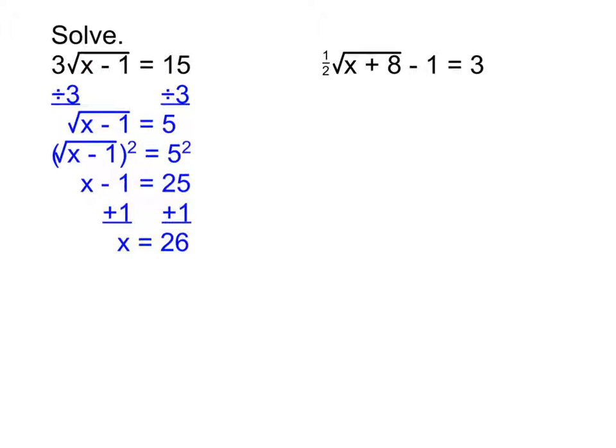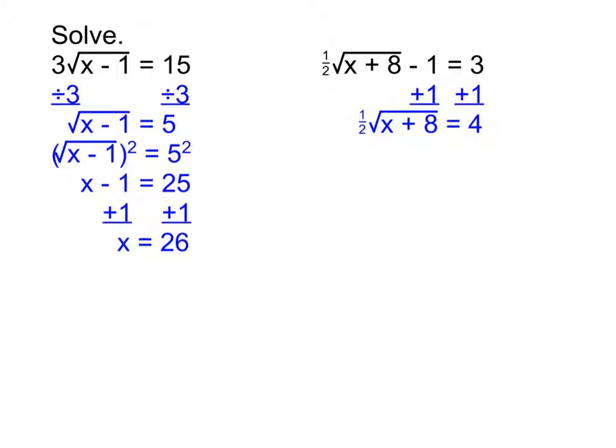All right, for the next one, same basic idea. I got to get the square root by itself first. Now, whenever there's multiplication and addition or subtraction going on, we want to get rid of the addition or subtraction first. It's going to make your life a little bit easier, keeps you from having to remember some little details along the way. So I'm going to go ahead and add that 1 to both sides.